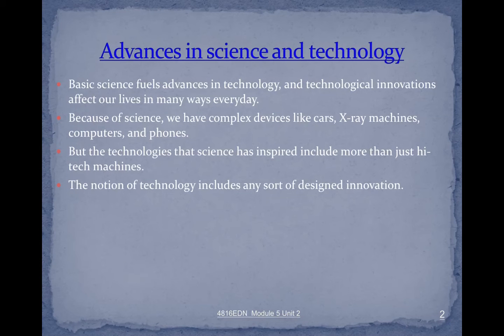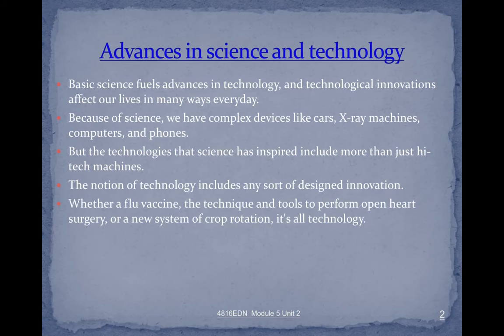When we talk about the difference between science and technology, technology tends to be defined as any sort of designed innovation, and it usually requires scientific information to aid in its design. So whether it's a flu vaccine, the techniques and tools to perform open heart surgery, or a new system of crop rotation, it's all technology. It's where we've used scientific principles to inform the design of a particular innovation.